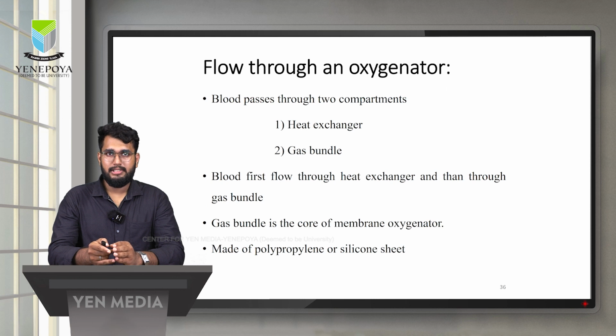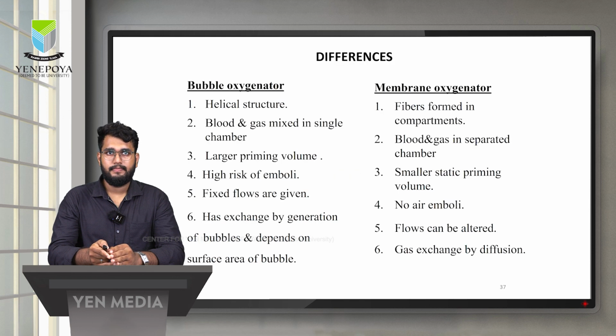So how does the blood flow inside an oxygenator? As we know, the modern oxygenator is an integrated equipment, integrating a heat exchanger and an oxygenator. So blood mainly passes through two compartments: first the heat exchanger and then the gas bundles. The blood first flows through the heat exchanger and then through the gas bundles. The gas bundle is the core of the membrane oxygenator. It is made up of polypropylene or silicon sheets.